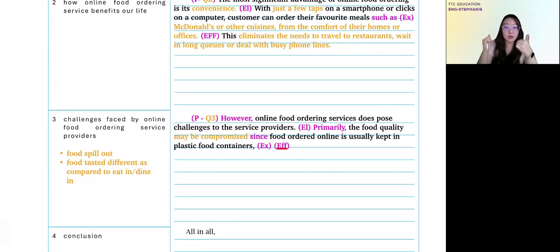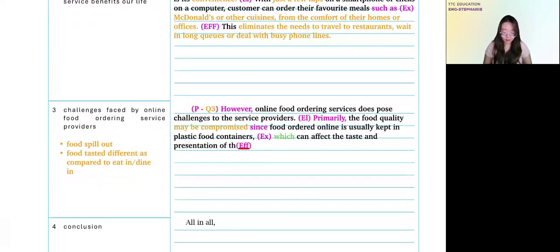So we use may, your good advanced modal verb. We used since, the subordinate clause of linkers and connectors. We try to use which, okay. So here are keywords also for your grammar: which can affect the taste and presentation of the food item upon arrival. Okay, this is the challenge faced by food ordering service providers.